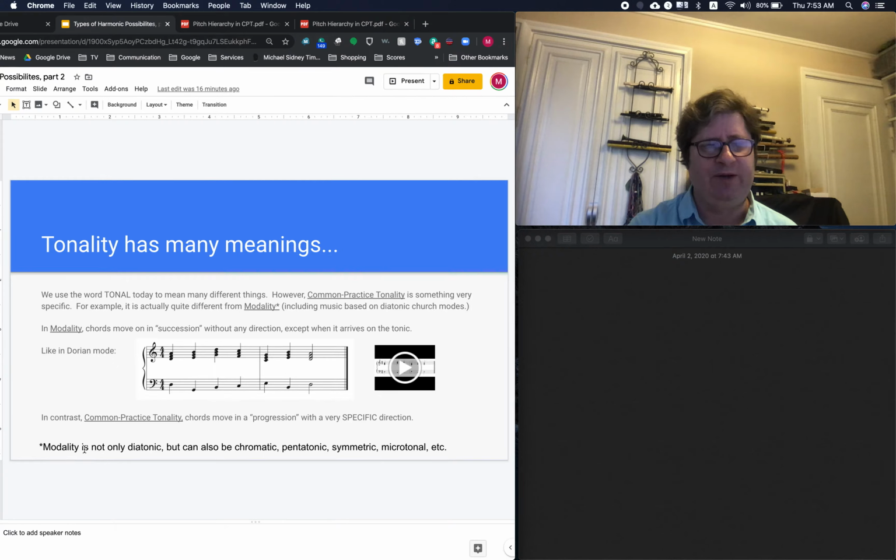I have a little note down here. Modality is not only diatonic, but also can be chromatic, pentatonic, symmetric, microtonal, etc. So we're only talking about diatonic modality for the moment, but of course you can have modality on other modes.